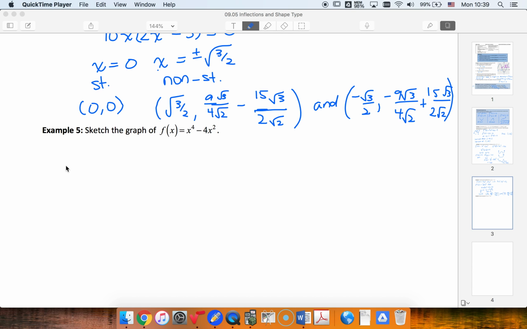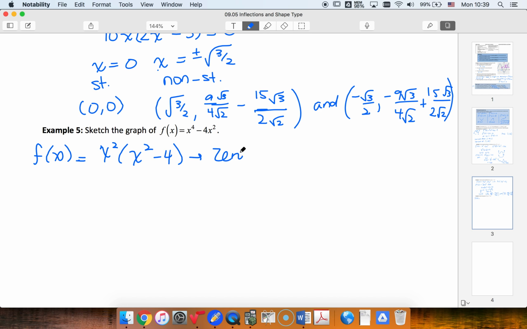All right, so now we're asked to sketch this quartic, and this is a nice one that's easy for us to factor. So I'm going to start just with my f of x and look for my zeros. I can take out the x squared, and I'm left with x squared minus 4. This tells me that the zeros of my graph are going to be at 0, 2, and negative 2. Plugging those in, of course, if I plug in 0, I get back 0.